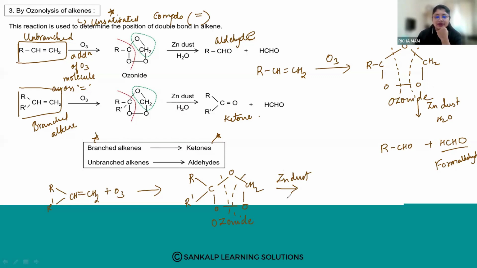Now the ozonide will undergo breaking and what we will get? R C double bond O R dash plus HCHO. So you get a ketone and again I'm going to get a formaldehyde. Is it clear up to here? Any doubts up to here? So this I've explained in the previous class, still a quick revision. Is it clear?